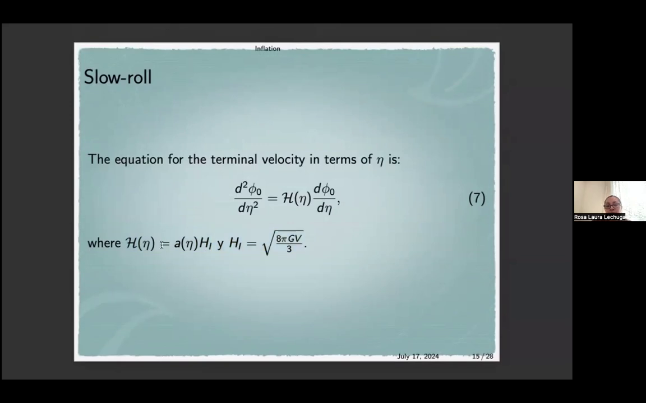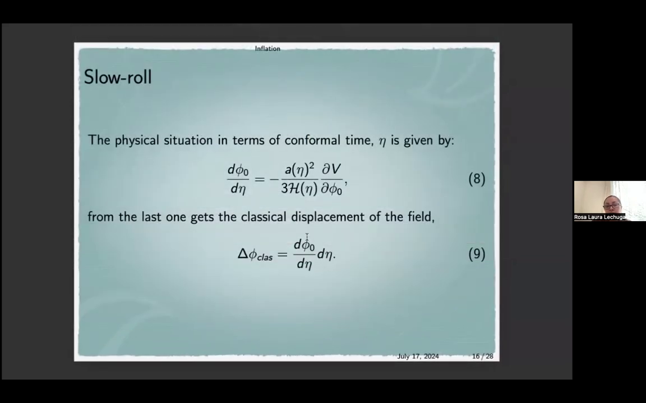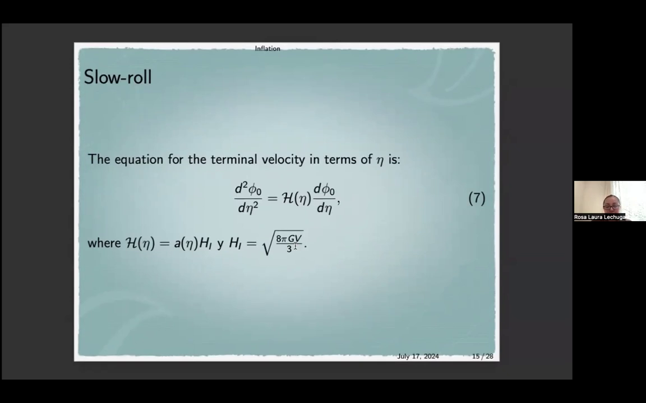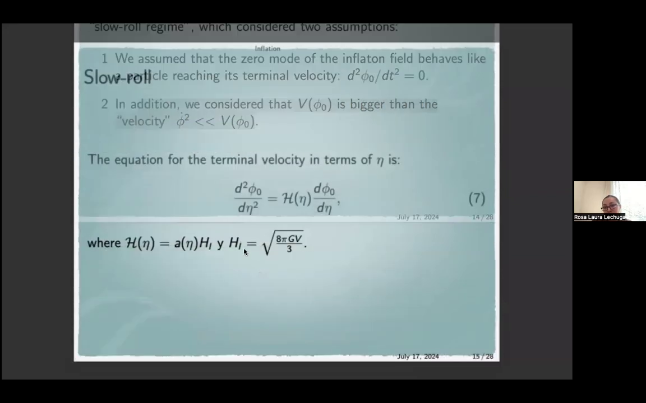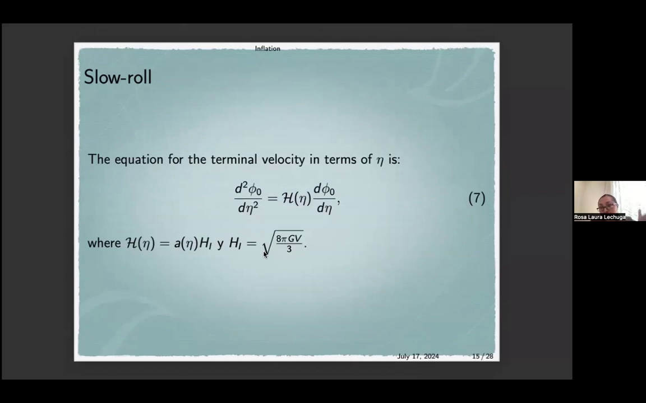So far, to get this equation, I only used the terminal velocity approximation, but in many other cases of interest, you can read this equation. And it's good to know that this equation or this identity implies this approximation, that the potential is bigger than the velocity. So it's important to see in which part of the inflation you are working, because it holds almost in the whole period, but it's important to verify.